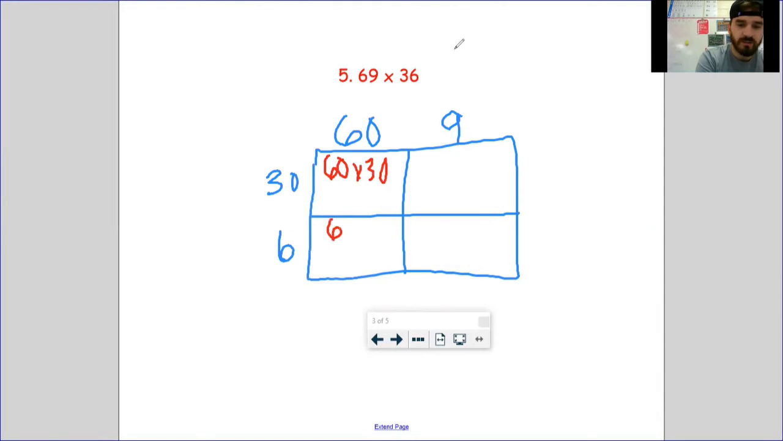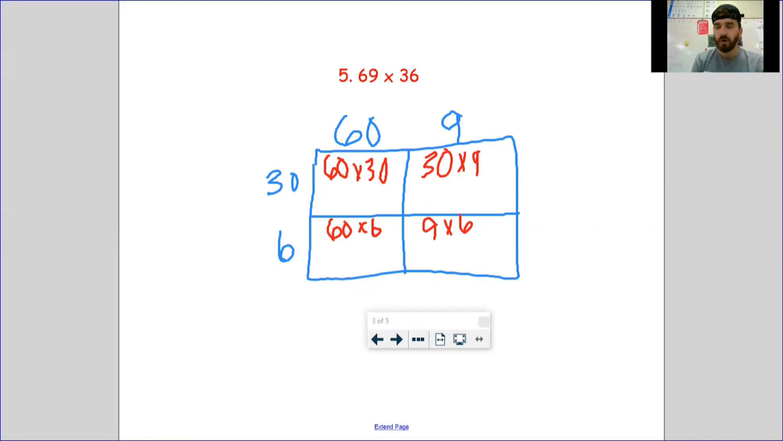Right below that, I'm going 60 times 6. Top right, I'm going 30 times 9. And bottom, I'm going 9 times 6. Again, if you can follow my mouse, where that 9 travels down this way, 60 travels down this way, 30 and 6 travel across. Wherever they intersect, that's where you're going to multiply.